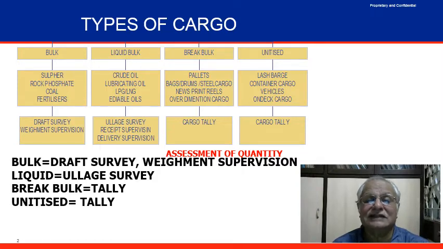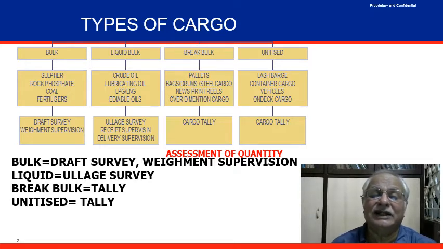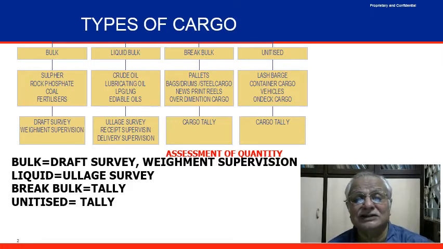The third consignment is break bulk consignment, which could be project cargo, pallets, coils, bags. The method of assessment of this quantity is only by carrying out a tally. Cargo tally is taken by the stevedores provided, and they take the tally to find out how much cargo is unloaded and what the condition of that is.